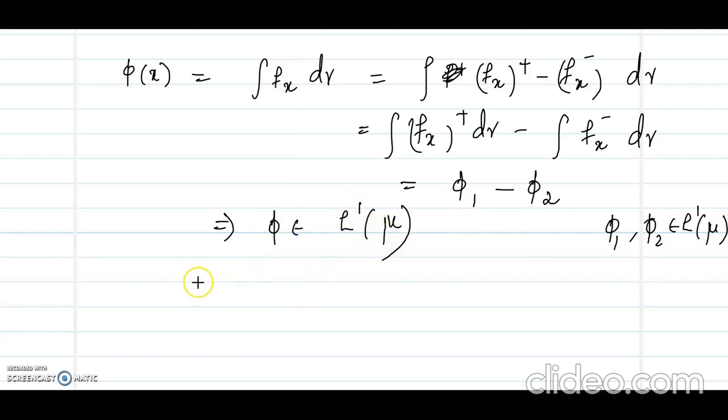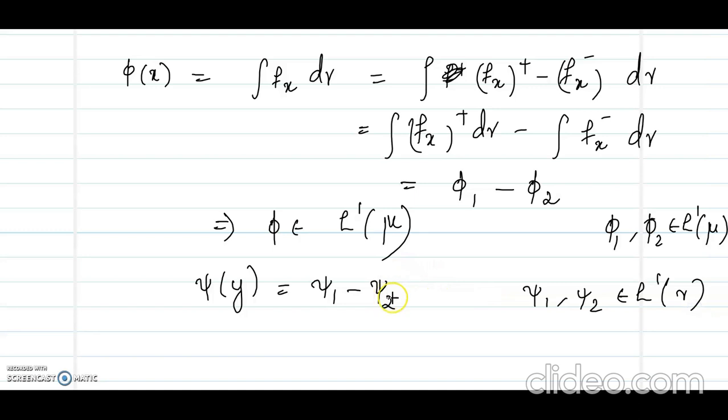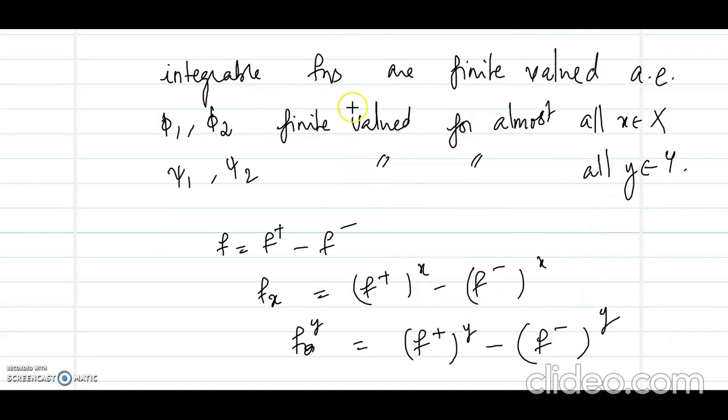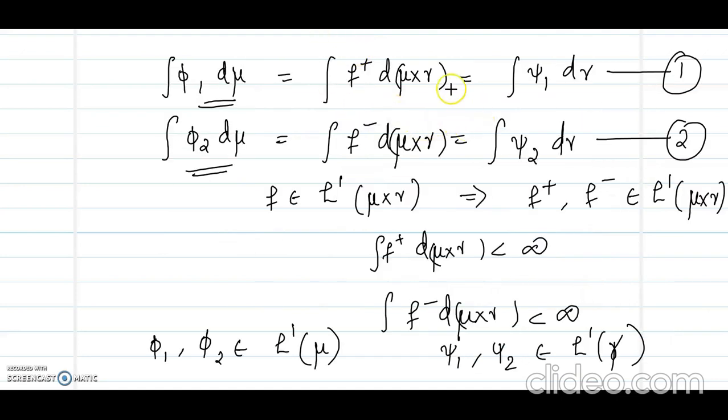So similarly we can show that psi of y will be equal to psi 1 minus psi 2. Again psi 1 and psi 2 both will belong to L1 of r, so that way this will also belong to L1 of r. So therefore phi will belong to L1 of mu and psi will belong to L1 of r. We had these equations. We have taken equations 1 and 2.